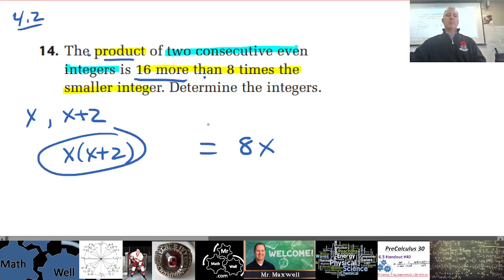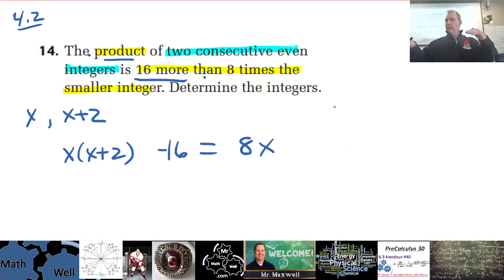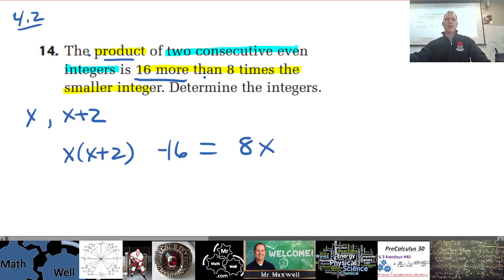So if this is 16 bigger, I can add 16 to this side to make them equal, or I can subtract 16 from this side to make them equal. Either one. So you just got to make sure that your equation now lines up with the words. I would strongly encourage you to reread the equation, check your equation, reread the question, check your equation, go back and forth, make sure it all lines up. So the product of the two consecutive even integers, x and x plus 2, is 16 more than 8 times the smaller. This is the smaller, here's 8 times the smaller. This is 16 more, so let's subtract 16 to make them equal. Or we can add 16 over here. Okay, questions or comments, or is that good?